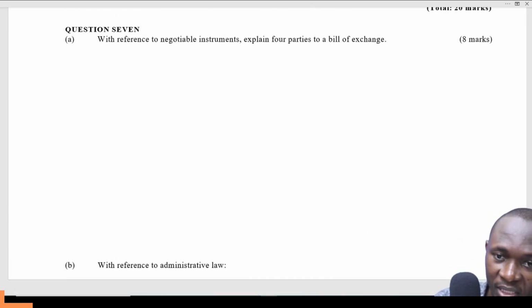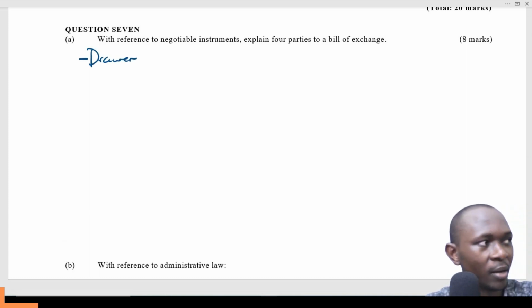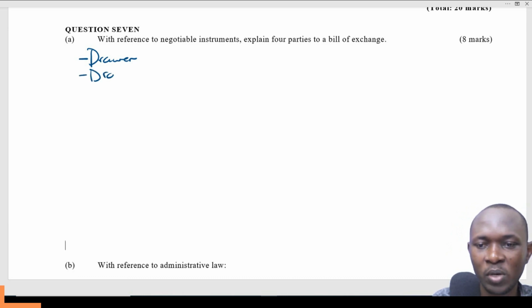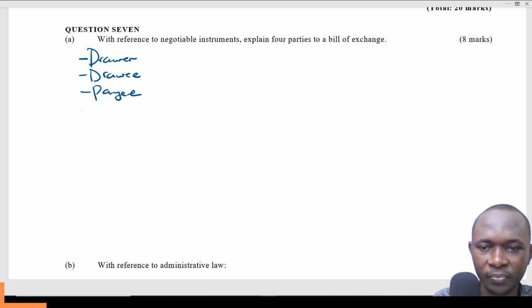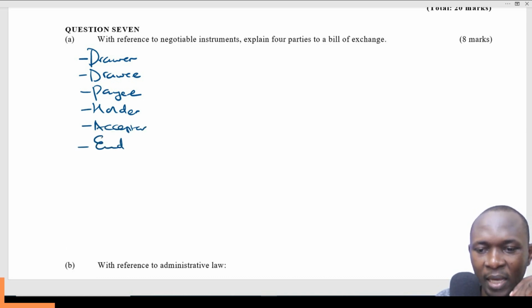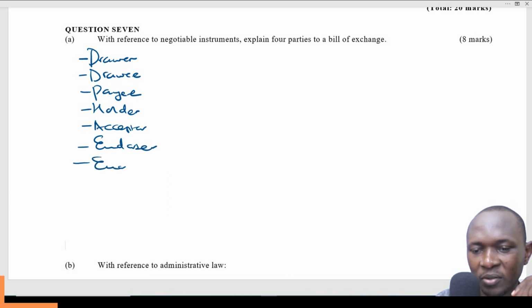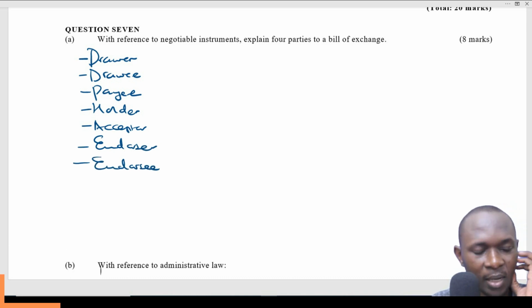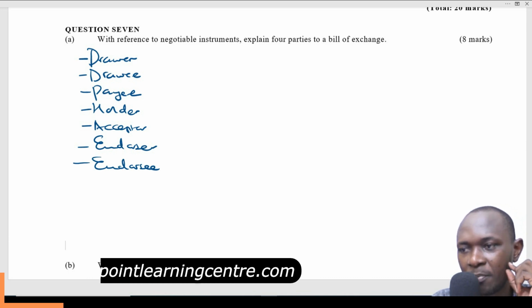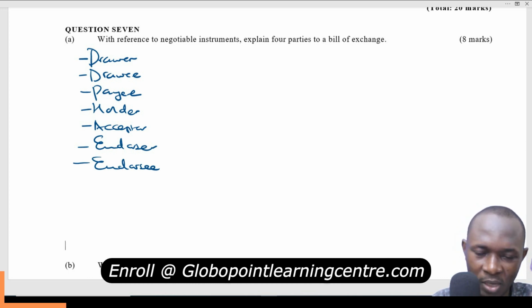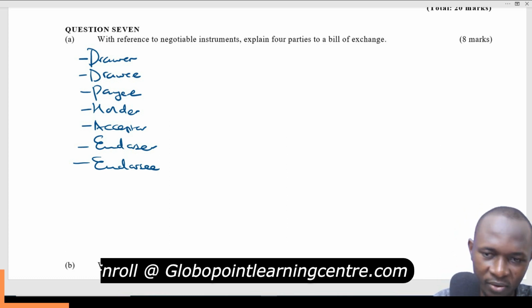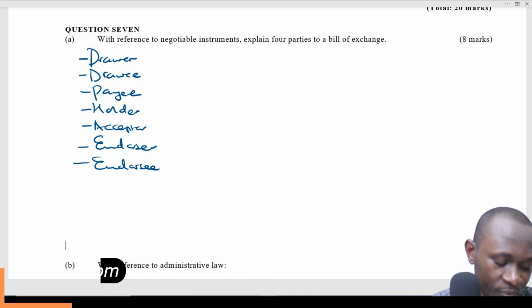Now, the most common parties, we have 3 most common parties. We have the drawer, then we have the drawee, then we have the payee. These are the most common parties. So we're also going to look at the holder, and then we have the acceptor, then endorser, and we also have the endorsee. All these are active parties when we talk about the bill of exchange. So you can pick any 4, but these are the active parties in a bill of exchange.